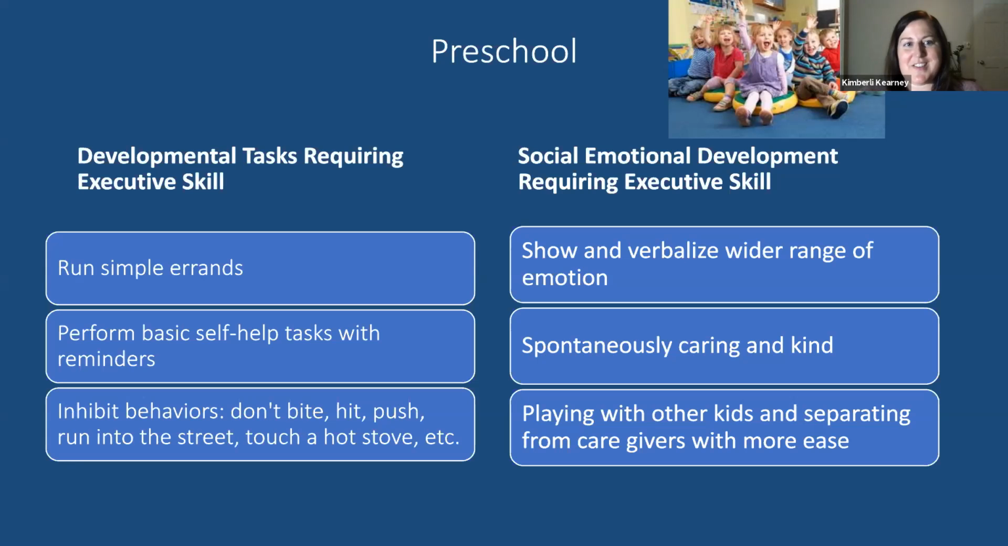And just like Tracy's saying, the beginning of those executive function skills also lends very nicely into social emotional development. Showing and verbalizing a wider range of emotion, being spontaneously caring and kind, considerate of others, and playing with other kids. They're starting to form those bonds, separating from caregivers with a little bit more ease. And that's initiation. And that is, like Tracy was saying, being able to plan and consider your own actions.